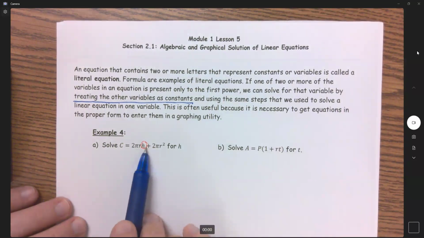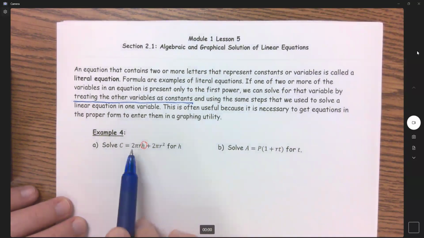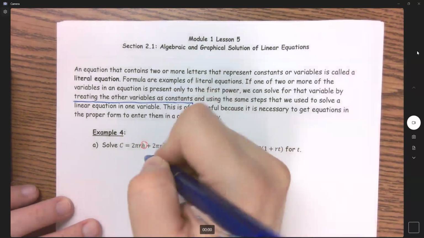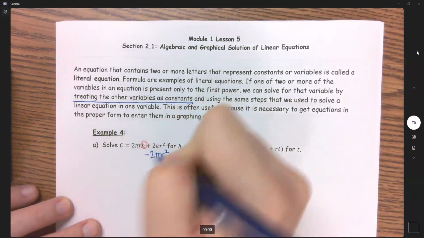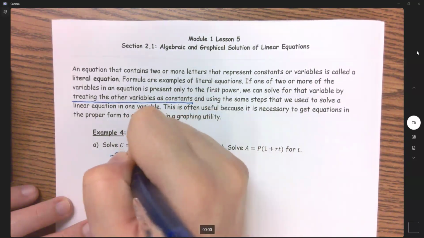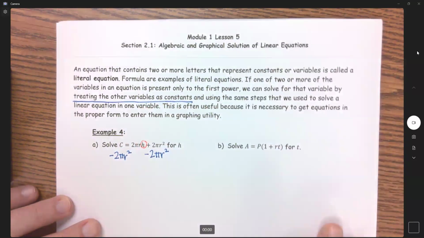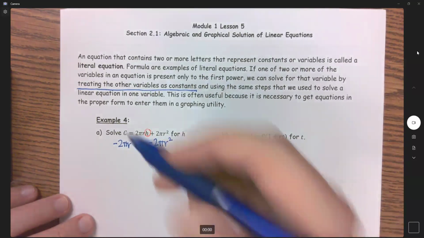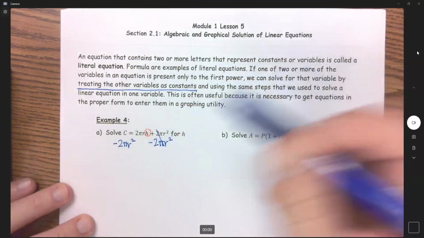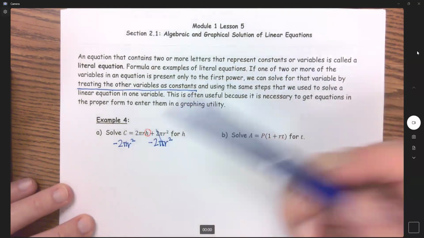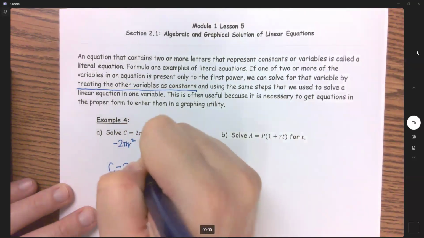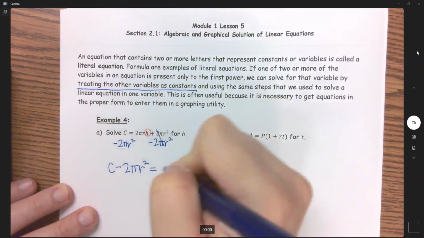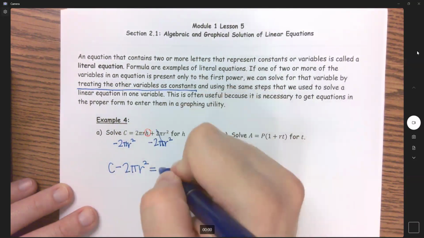Well, the opposite of adding 2 pi r squared would be to subtract 2 pi r squared. So I am going to subtract 2 pi r squared to both sides. So it cancels over here. These are not like terms, we'll just go side by side. We've got c minus 2 pi r squared equals 2 pi r h.